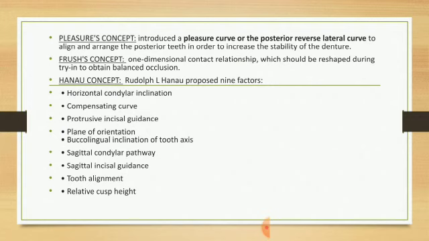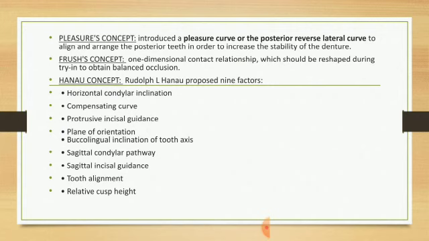Next we have Pleasure's concept, who introduced a pleasure curve, or posterior reverse lateral curve, to align and arrange the posterior teeth to increase stability. Next we have Fresh's concept. He stated a one-dimensional contact relationship which should be reshaped to obtain balanced occlusion.